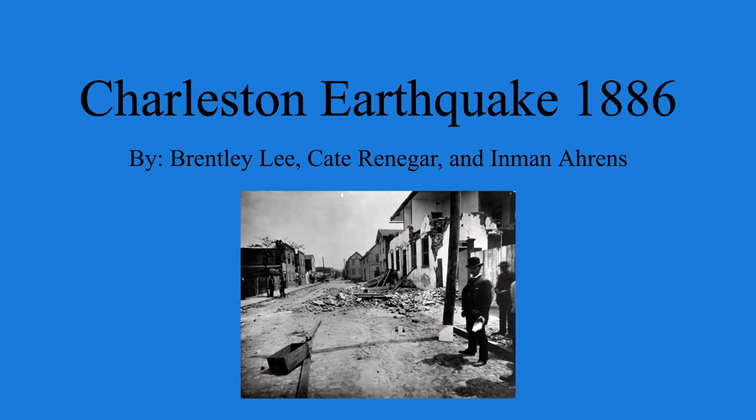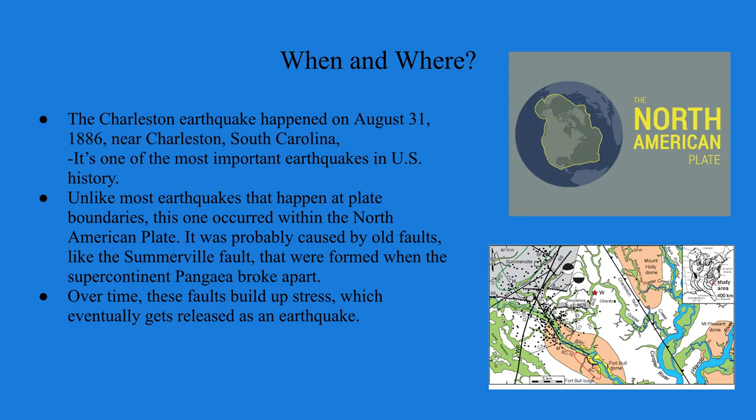Today we will be talking about the Charleston earthquake in 1886. The Charleston earthquake happened on August 31st near Charleston, South Carolina. It's one of the most important earthquakes in U.S. history. Unlike most earthquakes that happen at plate boundaries, this one occurred within the North American plate.